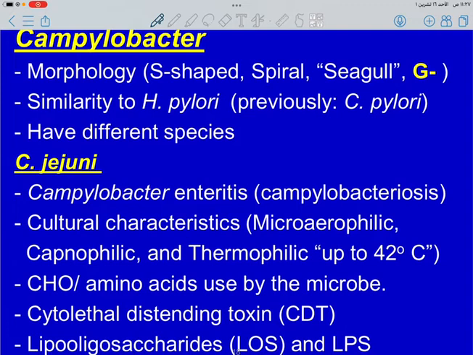It can use carbohydrate and amino acids. They have a very important toxin. حكينا عن التوكسين تبع الاتش بايلوري. هسه Campylobacter عندها cytolethal distending toxin, CDT. Cytolethal distending toxin. Also, it has lipopolysaccharide, lipo-oligosaccharide, lipopolysaccharide. These are part of the pathogenicity of the microorganism.